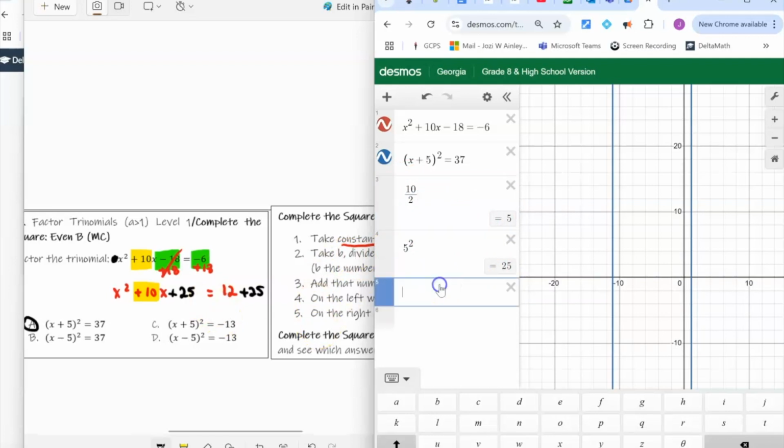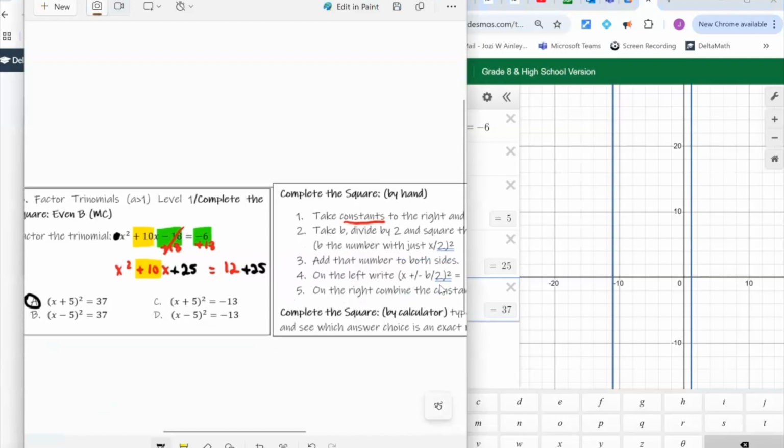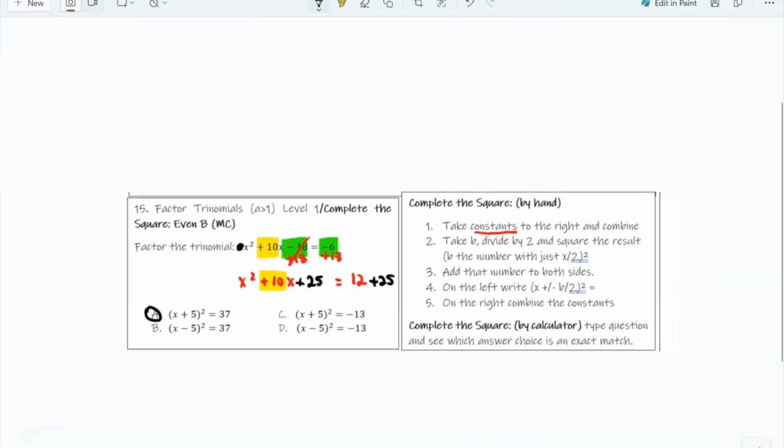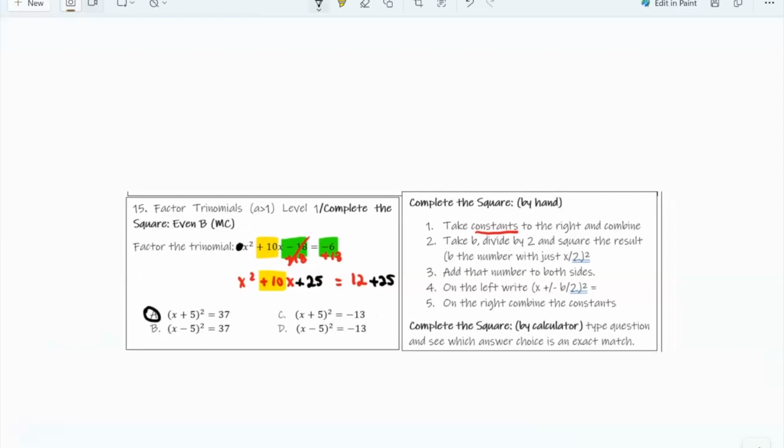All right, so it's 12 plus 25. And again, you can use a calculator. It's going to be 37. Oh, I'm getting ahead of myself. Let me read the instructions. So we took b divided by 2 squared, and add the number to both sides. On the left, write this. So we're going to write x in parentheses, and then it says plus or minus depending on what b is, right?